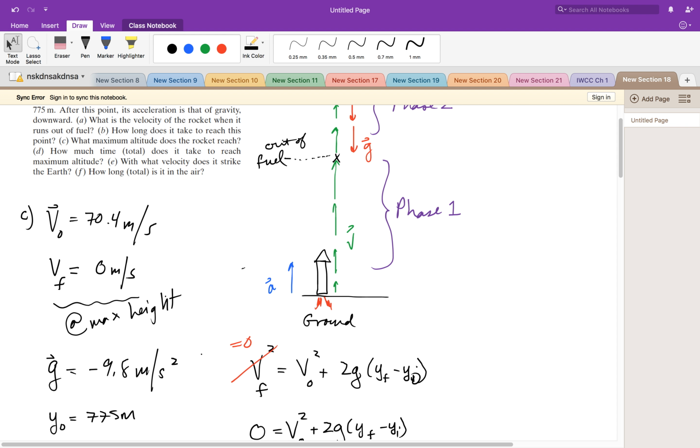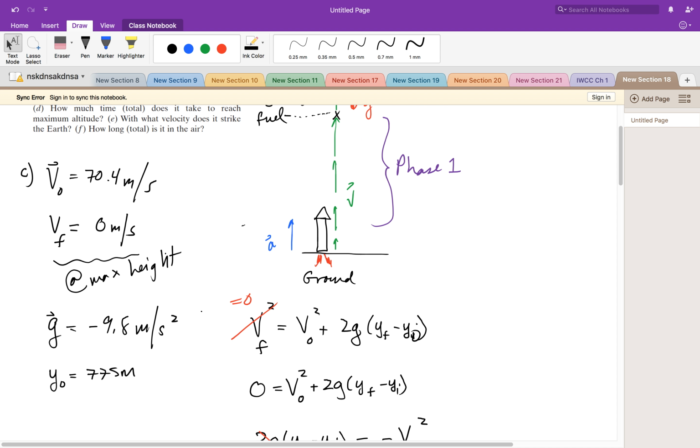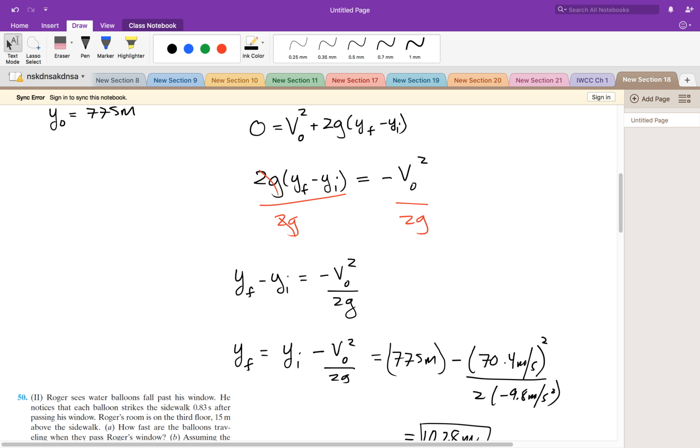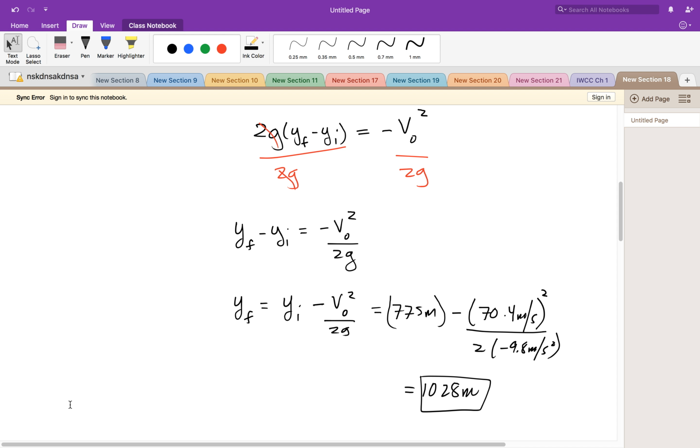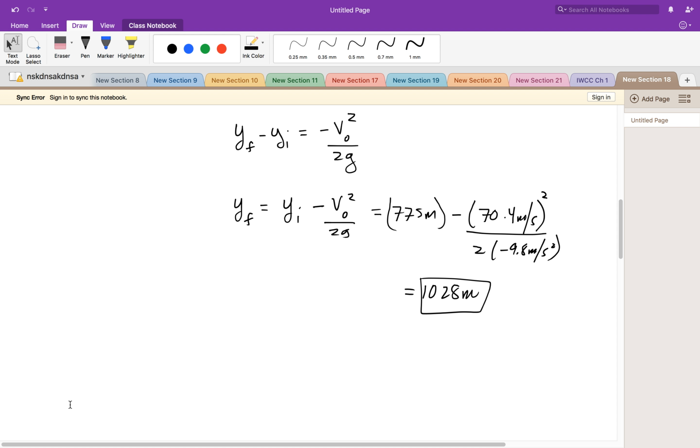D, how much total time does it take to reach its max altitude, right? Well, I'm going to clear this out of the way so I just have more space, and I'll put that back in after when I do my next video. Okay, so how much total time, right? So again, for phase 2, let's find the time for phase 2, and we'll just add that to the time that we've solved for phase 1, and that's our total time.